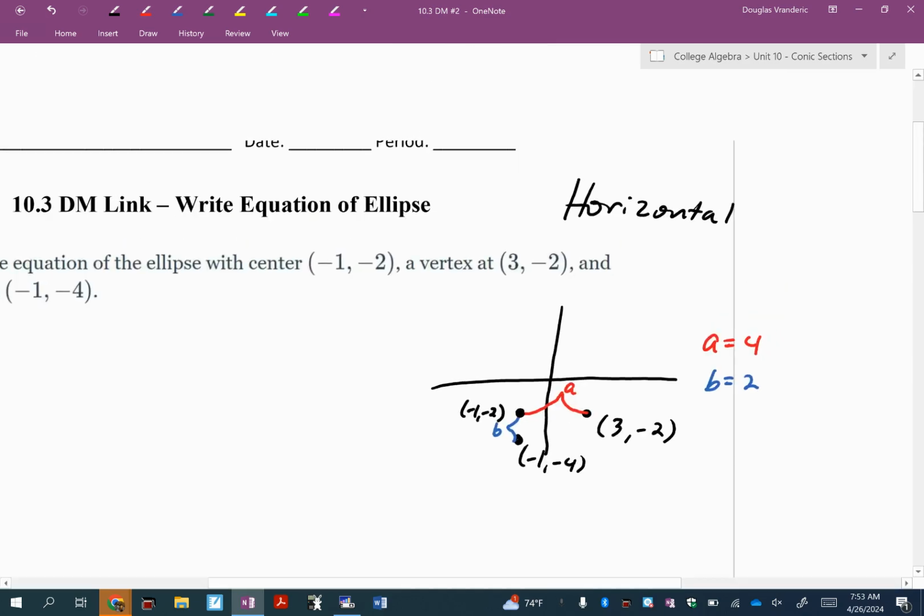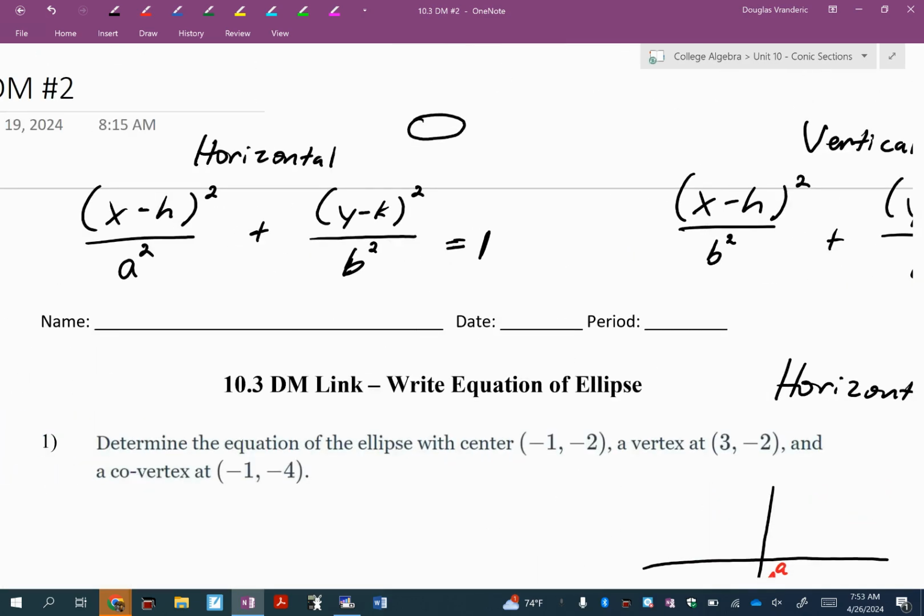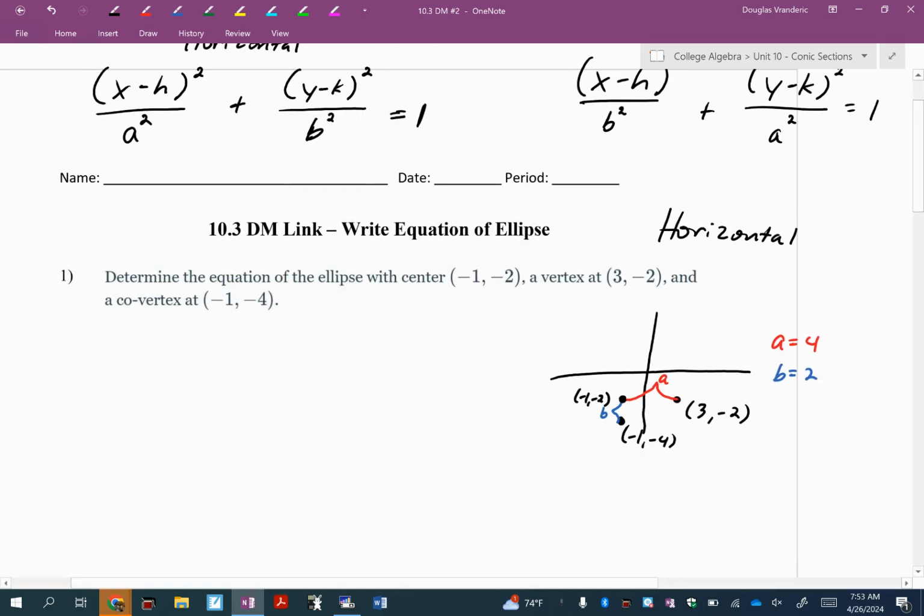So now I'm going to choose. You said it was horizontal, so I'm going to write this equation with everything I have. Okay, ready? All right. So think opposite for the center. I see -1. So what's the opposite of -1? Positive. So I'm writing (x + 1) squared.